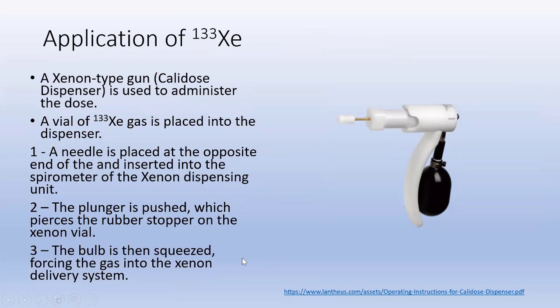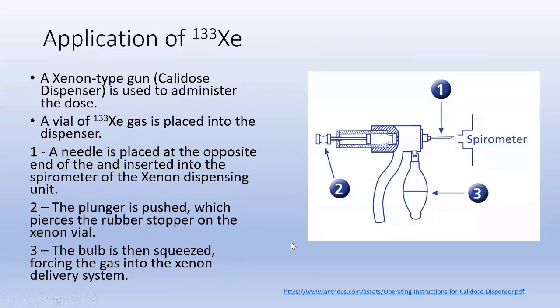How do we apply xenon? Well, with xenon, we have something called a xenon gun, or the company calls it a Calidose dispenser. You can see this little guy right here. It has a plunger. We'll click here, we'll actually look at the schematics. You put a vial of xenon in here. There's a metal piercing portion here that pierces the rubber stopper when you push down on it. And then it goes into what we refer to as a spirometer, which is the actual ventilation unit that's going to dispense the xenon to the patient.